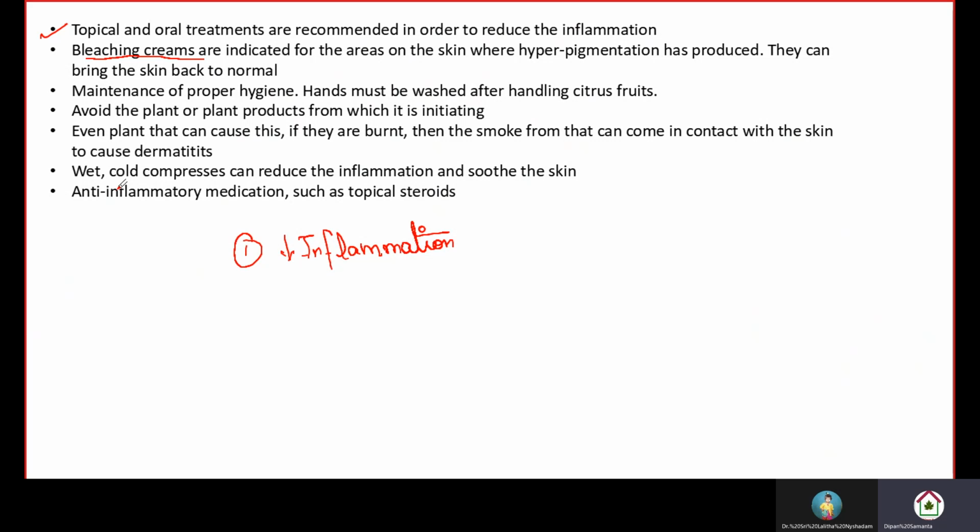Okay, so next, avoid the plant or plant products from which it is initiating. Even if the plant that can cause this is burnt, the smoke from that plant can come in contact with the skin to cause dermatitis as well.